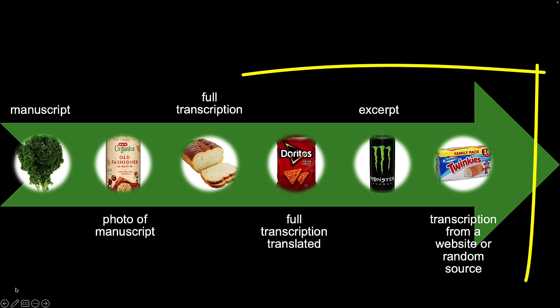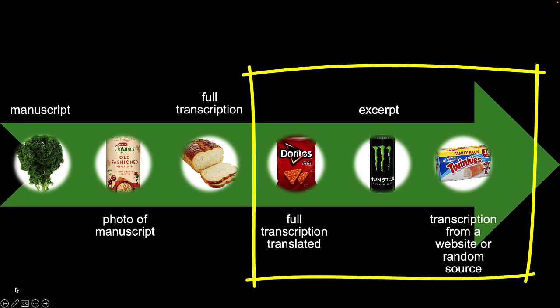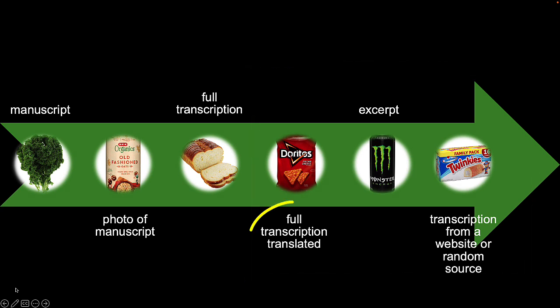The second half of the spectrum is where we start to get less nutritious versions of primary sources. Full transcriptions that have been translated are often necessary, especially for students doing their first research projects.